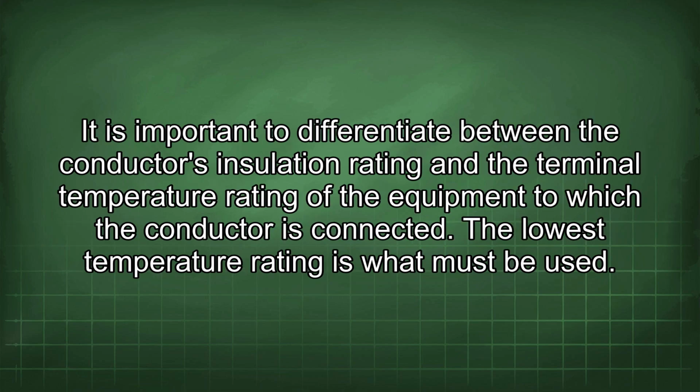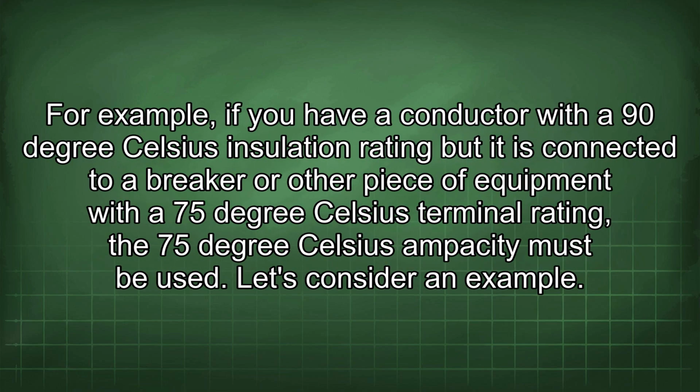It is important to differentiate between the conductor's insulation rating and the terminal temperature rating of the equipment to which the conductor is connected. The lowest temperature rating is what must be used. For example, if you have a conductor with a 90°C insulation rating but it is connected to a breaker or other piece of equipment with a 75°C terminal rating, the 75°C ampacity must be used.